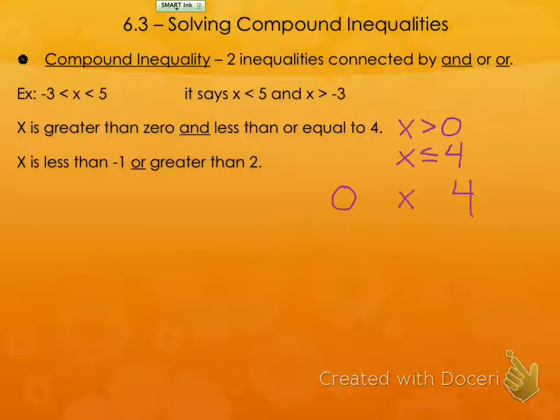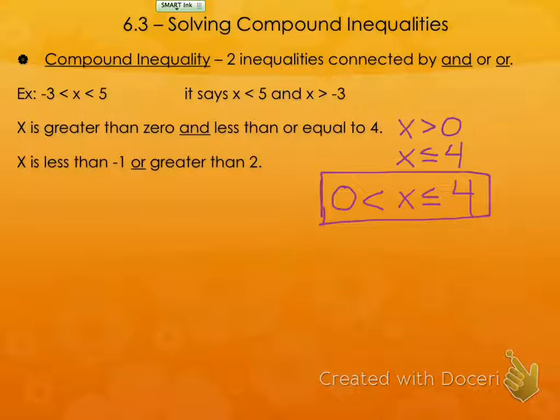So make sure my alligator's mouth is eating the same number. So I got less than or equal to with the 4. Alligator's eating the 4. And the other, on the top one, x is greater than 0. My alligator should be eating the x. So that's how I'd write that sentence. That's for any and sentence. I should be able to write it with two inequality signs.